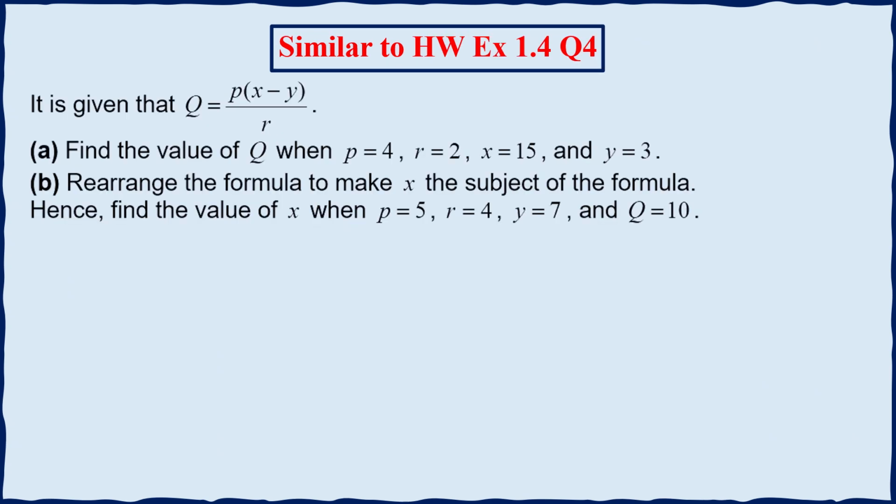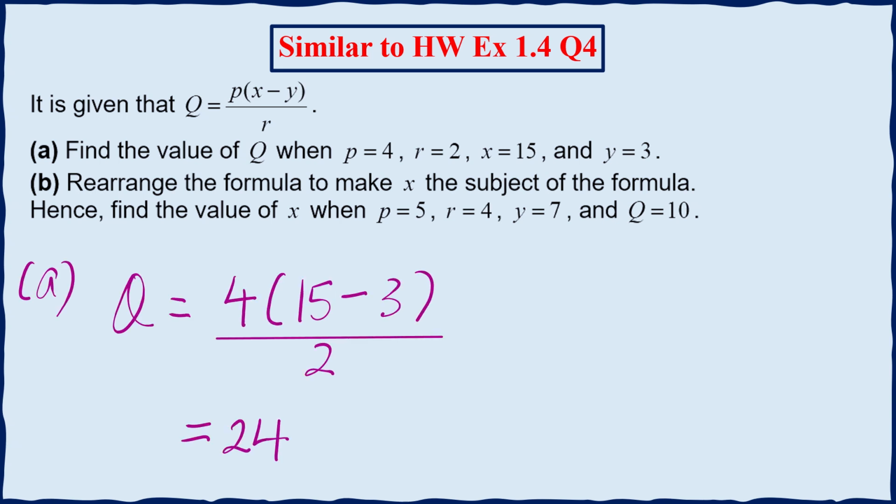Right, we've come to the last question, and this is similar to your homework questions from exercise 1.4, question 4. You're given a formula Q equals to P bracket X minus Y over R. We're asked to find the value of Q, and there are some values that we need to substitute in, given P equals to 4, R equals to 2, X equals to 15, Y equals to 3. So this is relatively easy. All you need to do is replace the letter P with 4, X with 15, Y with 3, R with 2, and basically just use your calculator to evaluate it, and you get 24. That is part A.